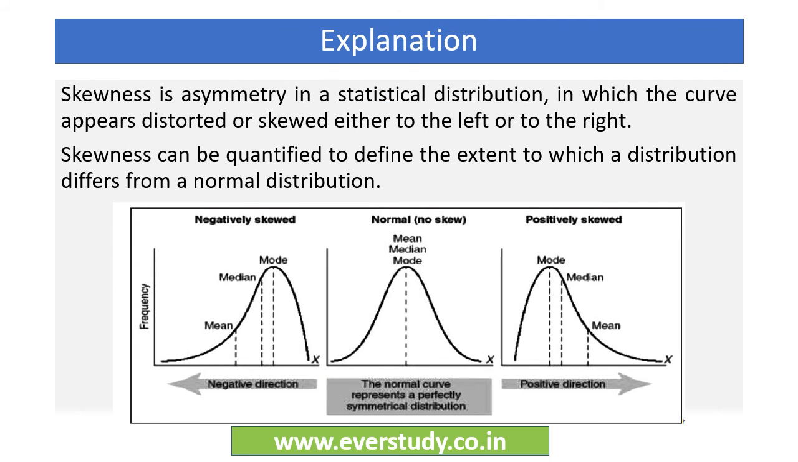Next is about the skewness. Now, skewness measures how asymmetric the distribution is. It means the curve appears distorted or skewed either to the left or to the right. Also, the skewness can be quantified to define the extent to which a distribution differs from a normal distribution.